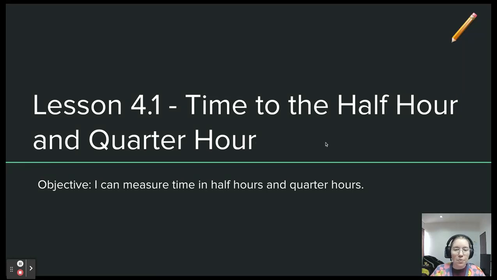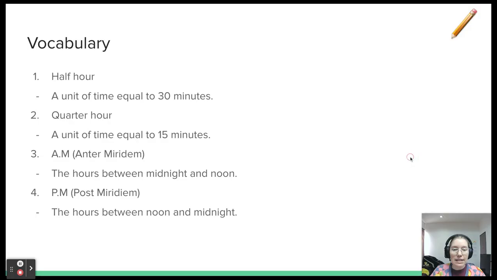Welcome to lesson 4.1, time to the half hour and quarter hour. The objective is to measure time in half hour and quarter hours. When you see the pencil, make sure to write it in your notes, pause, or watch again for better understanding.